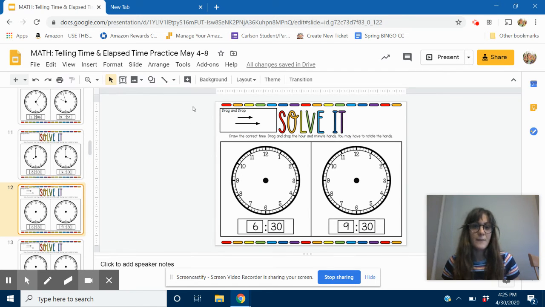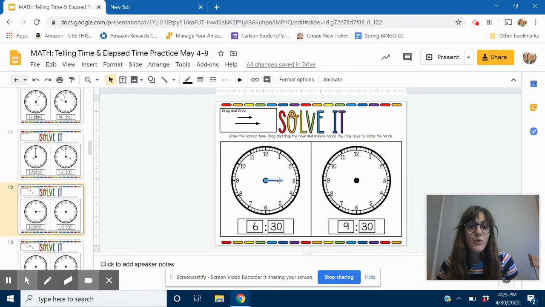All right, 6:30. Okay, so I know that if it's 6:30, my hour hand is not going to be pointing directly at the 6. 30 minutes is half of an hour.